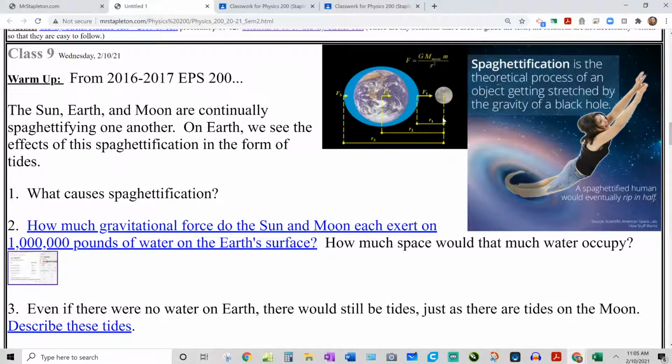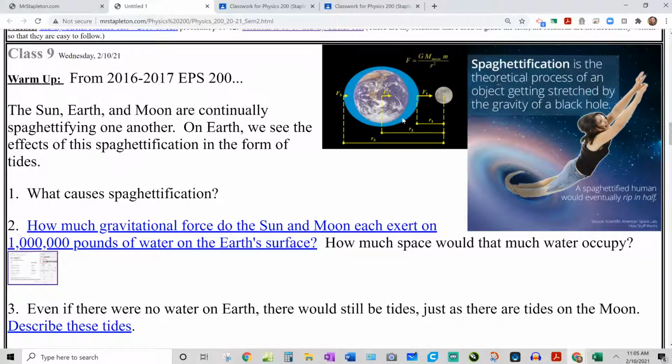So this woman's not going to get ripped into two pieces. She's going to really get thinned out like a spaghetti noodle. And I don't think she would really break apart at all. Just get skinnier and skinnier, which is why they call it spaghettification.